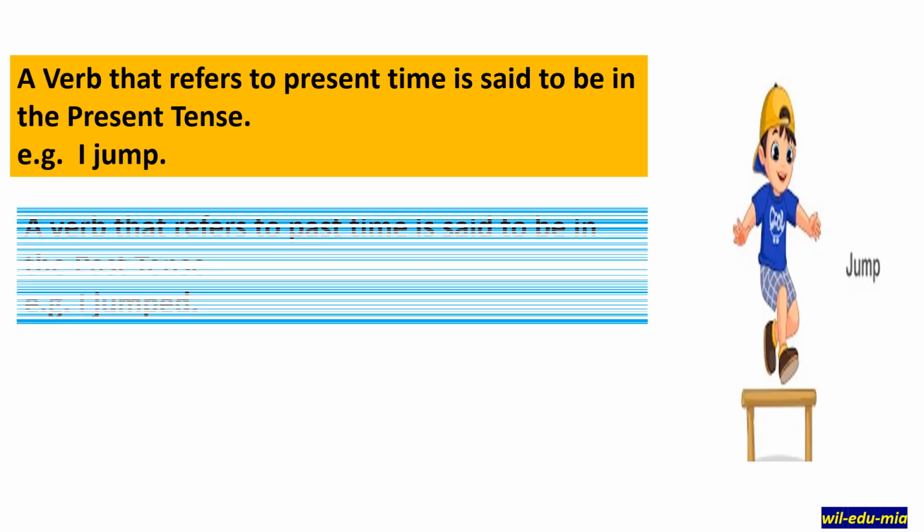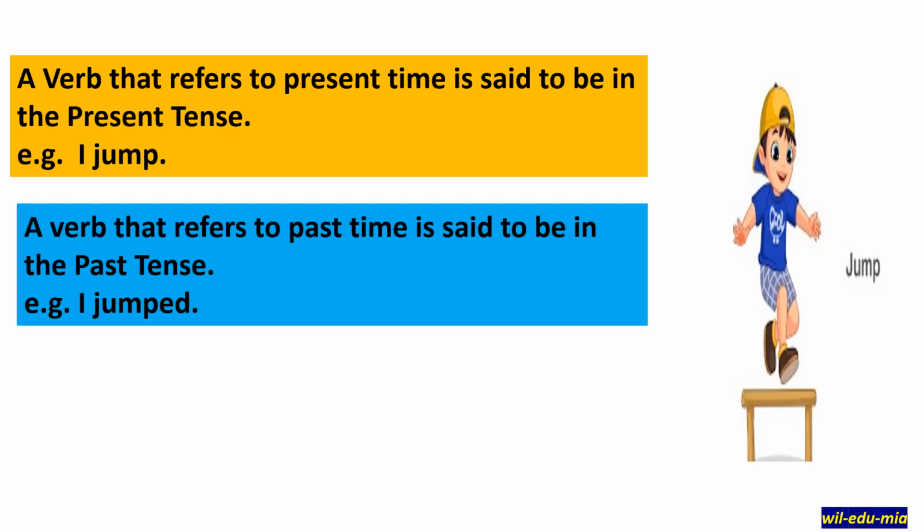Next one now. Past tense. A verb that refers to past time is said to be in the past tense. Like I jumped, I went to school.